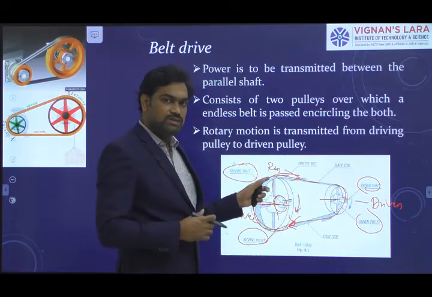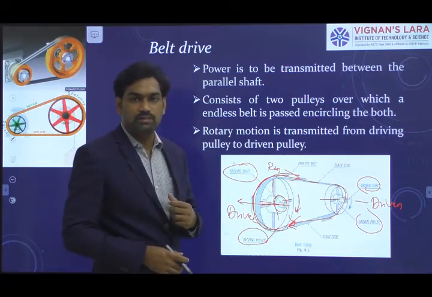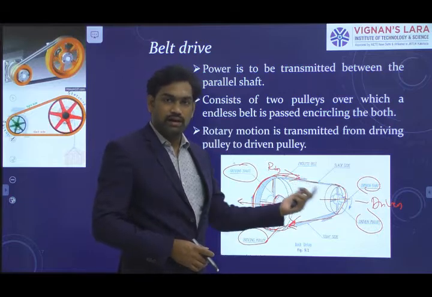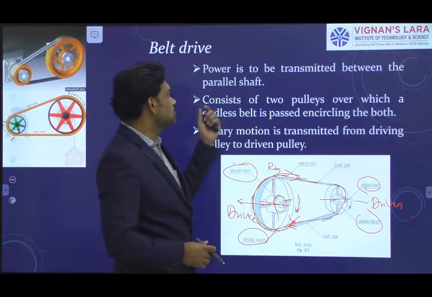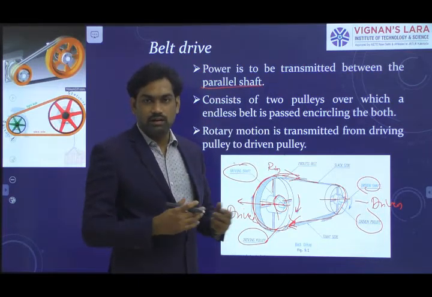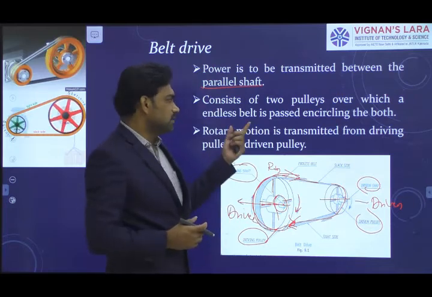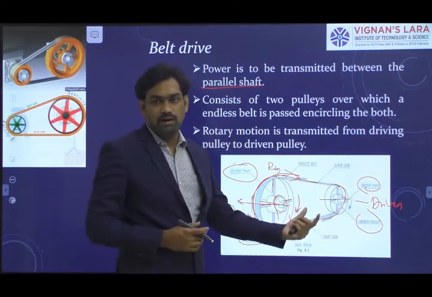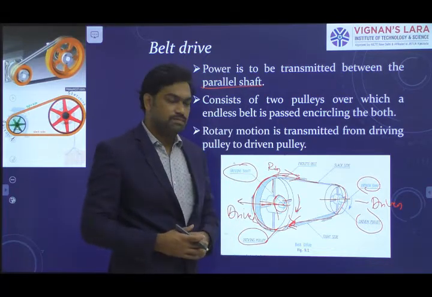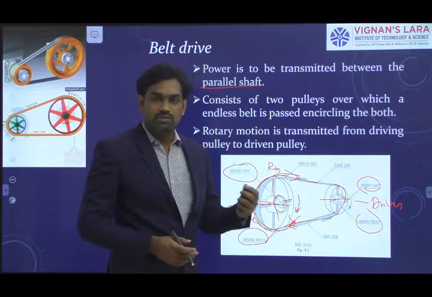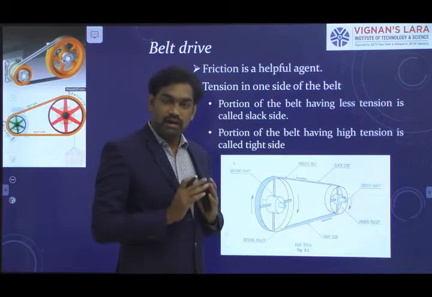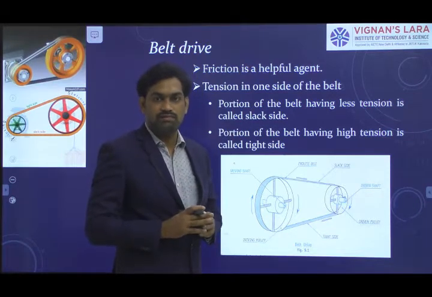So clear. This is how the power is transmitted in belt drives from the driving member to the driven member, between shafts arranged in parallel. This is what is written here: the power is transmitted between two shafts having parallel axes, and it consists of two pulleys, one driving and one driven, placed upon the driving shaft and driven shaft. The rotary motion is transmitted from the driving to the driven pulley, and the power is transmitted through friction. Since we require friction to transmit the power, we call it a frictional drive.